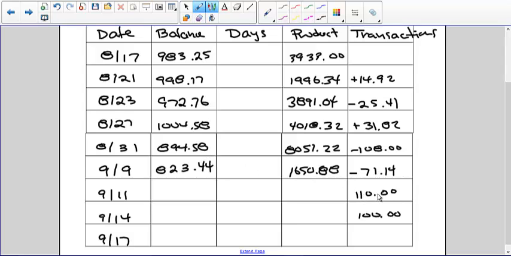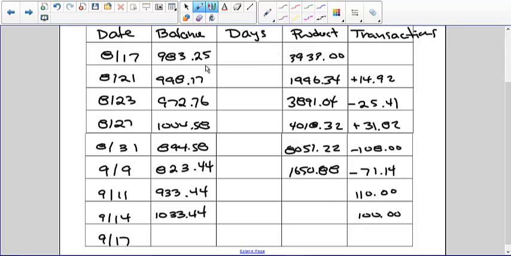Then we buy something here on the 11th of September. So we add 110 to this number. So this plus that is 933.44. And then we make another purchase of $100. So 100 plus 933.44 is 1,033.44. And 9/17 is the end of the billing cycle. So what we'll do is we'll have the transaction be the interest for the month, and we'll add that, and that would be our balance to start the next cycle. So we can't do this yet because we've got to calculate that, which we haven't done yet.